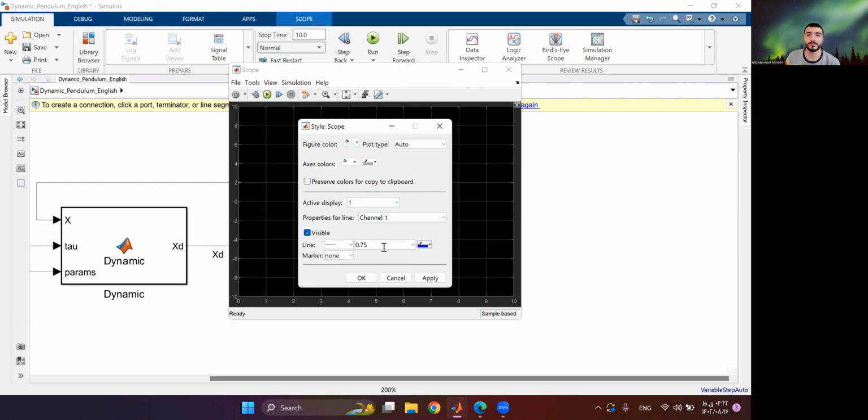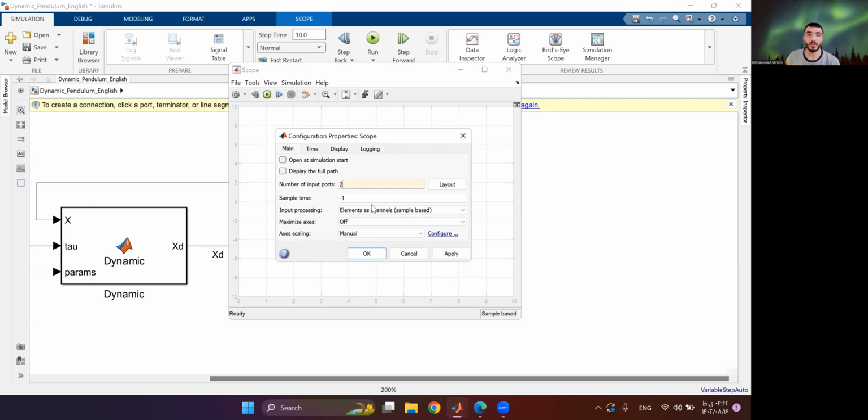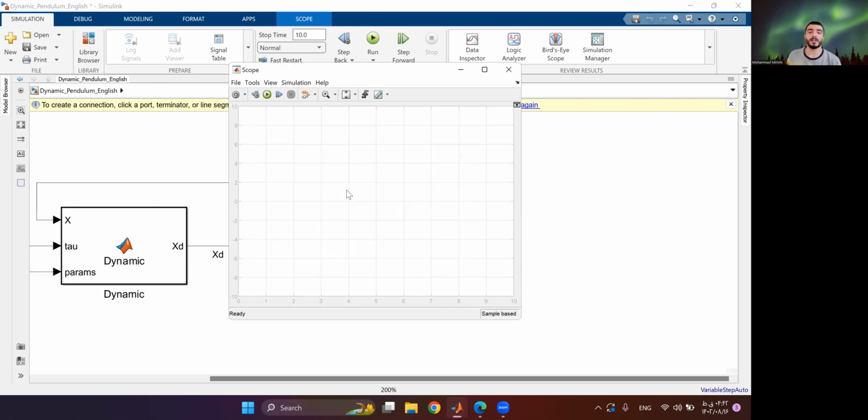For now, and apply it to the function. In settings, I defined two signals because I want to show both theta and theta dot signals in one plot, and I check this open at simulation start here. So at the start of the simulation, we can have both plots that show the signals.